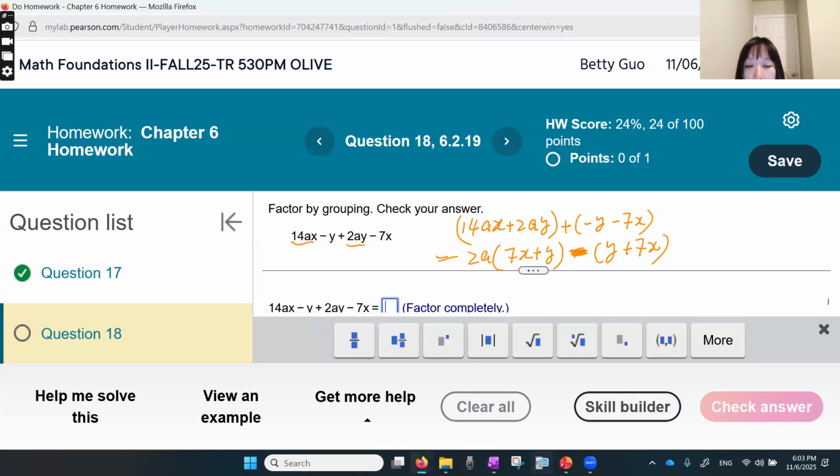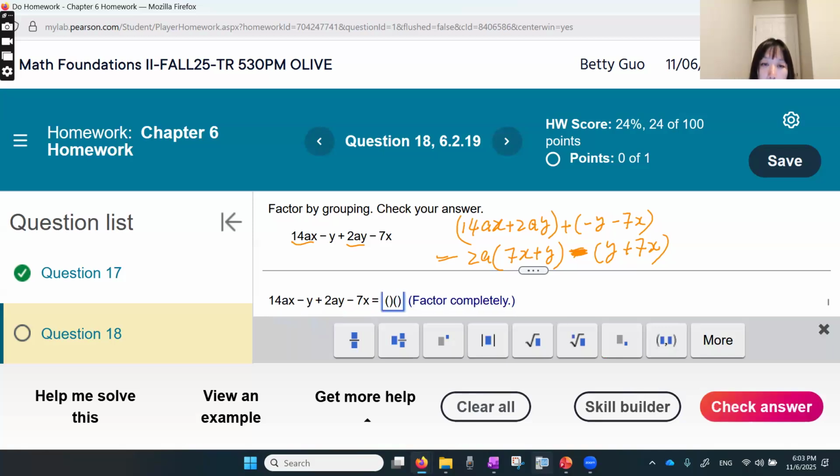So parentheses, 7x plus y. And then the second parentheses, 2a minus 1. Very good. 2a minus 1. Awesome.